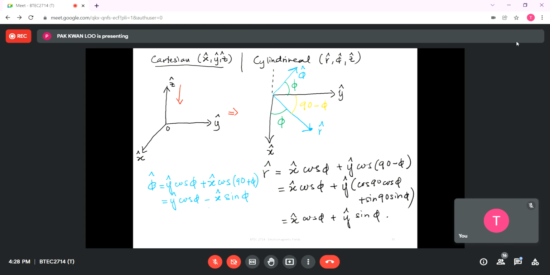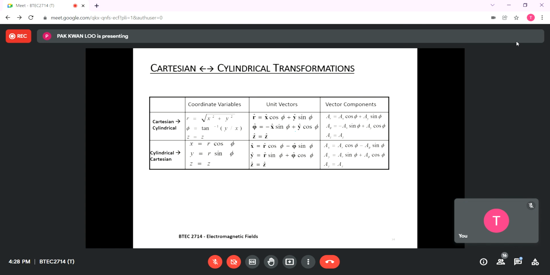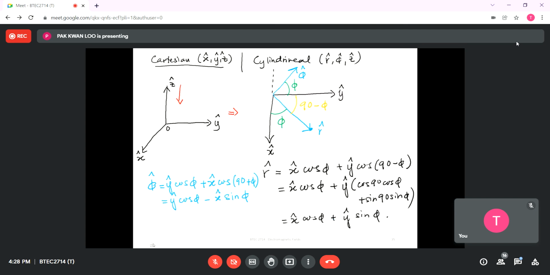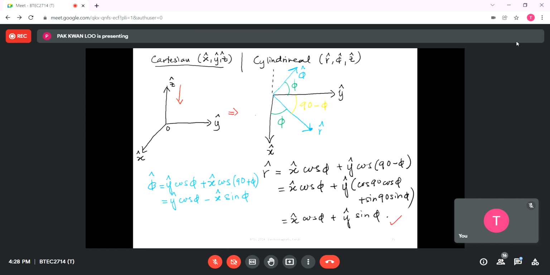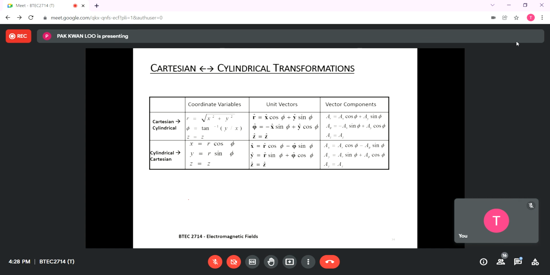Okay. So if we look back at the formula given, you can see now x cos phi plus y sine phi, which is given here, which I have just explained how it is obtained. And phi cap is negative x cap sine phi plus y cap cos phi, which is here. Again, I mentioned just now that because the z direction is the same for Cartesian and cylindrical, there's no transformation needed, and therefore the associated vector component can be easily obtained now.